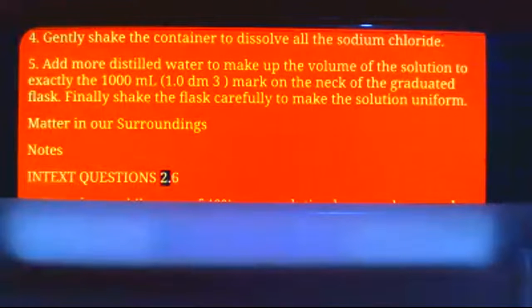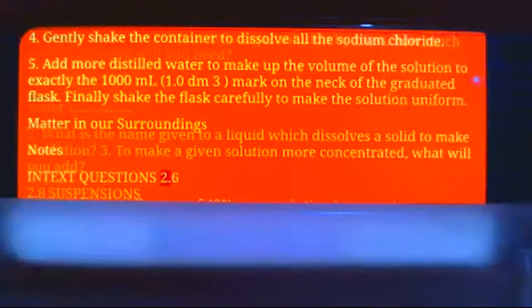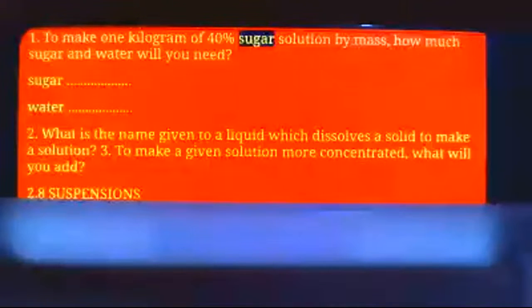Intext questions 2.6. 1. To make 1 kilogram 40% sugar solution by mass, how much sugar and water will you need? 2. What is the name given to a liquid which dissolves a solid to make a solution? 3. To make a given solution more concentrated, what will you add?